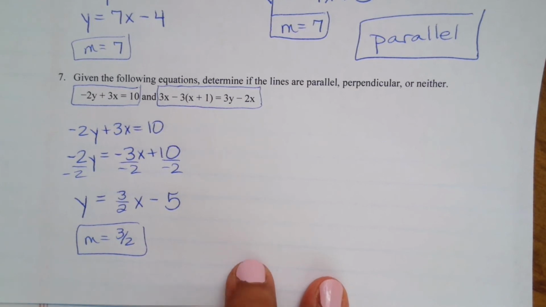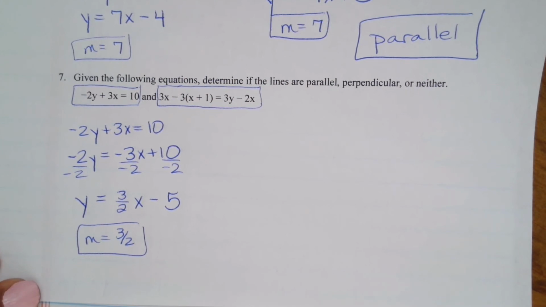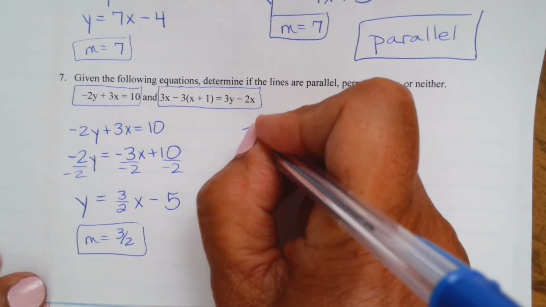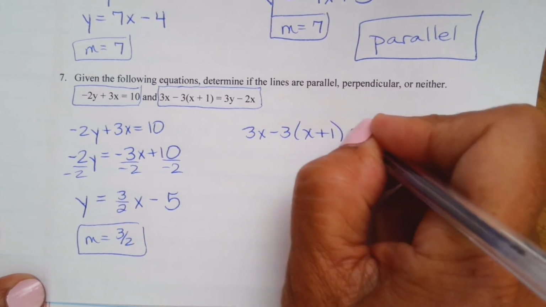So now we have to find the slope for the second line, see how it compares. So remember, if you get a slope of 3/2, it'll be parallel. If you get a slope of -2/3, it'll be perpendicular, and anything else will be neither. So take your time. Alright, so I'm going to rewrite this, just so I have some room.